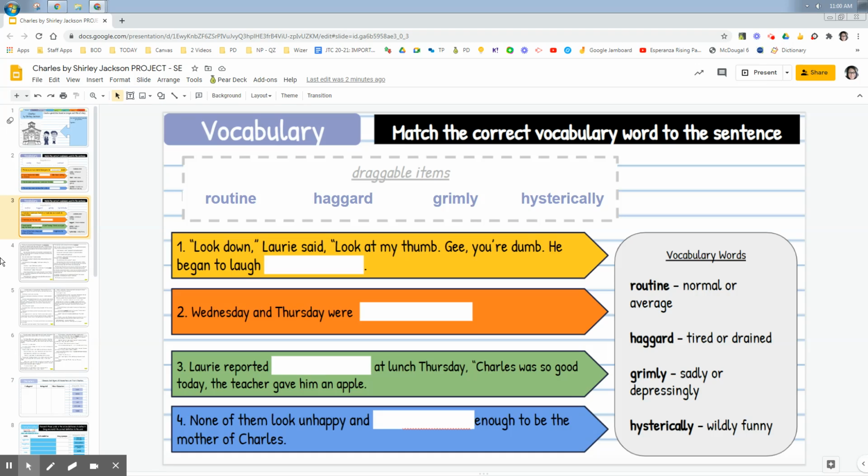So pause the video, take the time to go to your slide 3, drag and match where they belong, and then when you are done, you come back, unpause it, and you may go to slide 4.